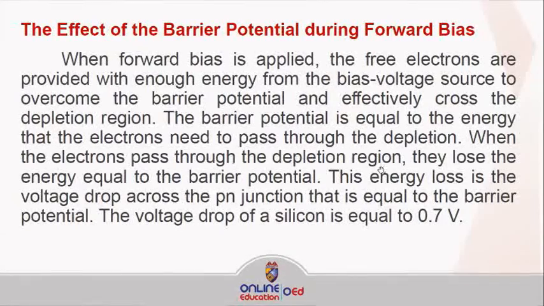Okay, ang energy loss kasi in the voltage drop across the PN junction is equal to the barrier potential. Ang voltage drop ng silicon is equal to 0.70 volts. Okay, constant yan. Ibig sabihin ito yung voltage drop ng silicon, that's 0.70. Okay, kapag nag-apply tayo ng forward bias, yung free electrons are provided with enough energy from the bias voltage source to overcome the barrier potential. Then it effectively crosses the depletion region.